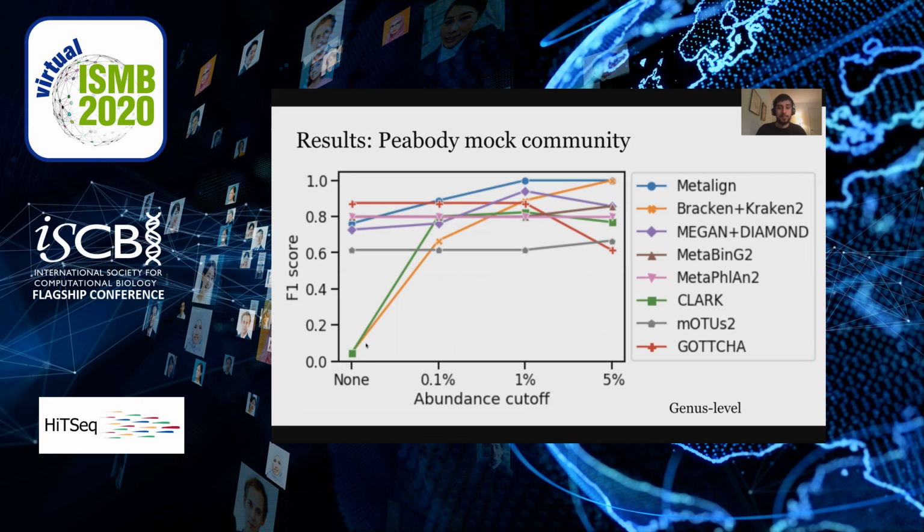which helps methods like Clark and Bracken. They generate very low abundance false positives, but when you do this, it improves their performance. Metalign was the highest performing method or tied for highest on all cutoff settings. Both Metalign and Bracken had perfect presence-absence prediction at 5% abundance cutoff, but you can see Bracken was much more sensitive to this threshold. MOTUS2, which did really well on the CAMI data, was actually generally the worst performing method on this data.